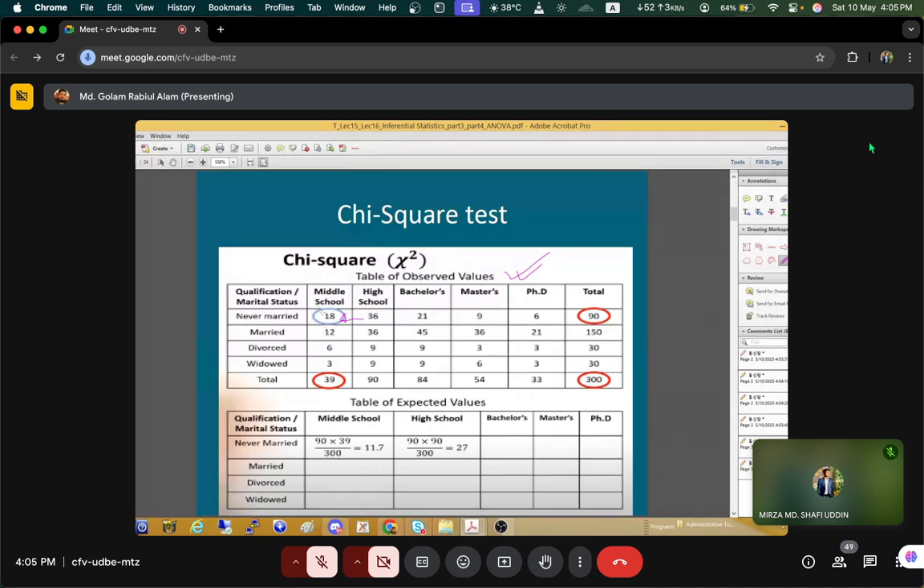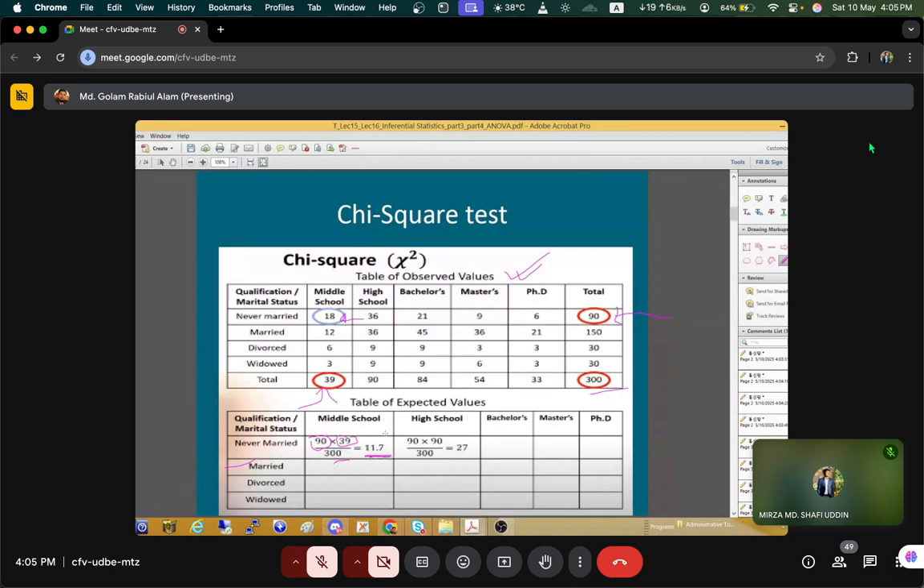In that case, the total number of never married people is 90. And how many total are from middle school? It is maybe 39. So we have to multiply 90 by 39, divided by the total, which is 300. So it is 90 times 39 divided by 300, and we will get the expected number of observations.